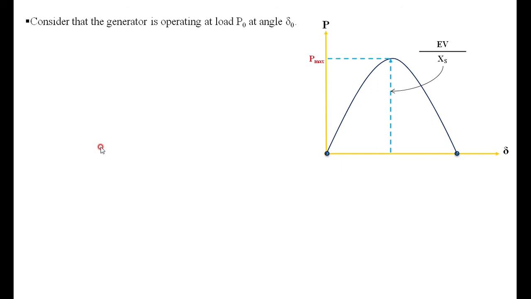Now once again I am drawing the power angle characteristics with its maximum capability of EB by XS. We will now consider that there is a disturbance in the machine. Consider the generator is operating at a load P0 at an angle delta naught. I will consider a point at which the generator is operating, with the output P0. It is delivering the power P0 under steady state condition. At that instant, the value of the load angle is delta naught. To deliver P naught, the corresponding load angle is delta naught.